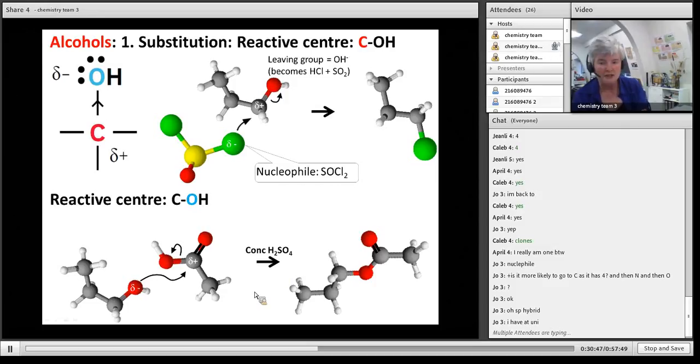Okay, now I know there are multiple attendees typing, so I'll go back to here if there's a question relating to this. Okay, right. And the leaving group is water because it's the OH here plus the hydrogen from the OH. Because you'll notice this oxygen from there doesn't have a hydrogen attached to it. So my leaving group is H2O.